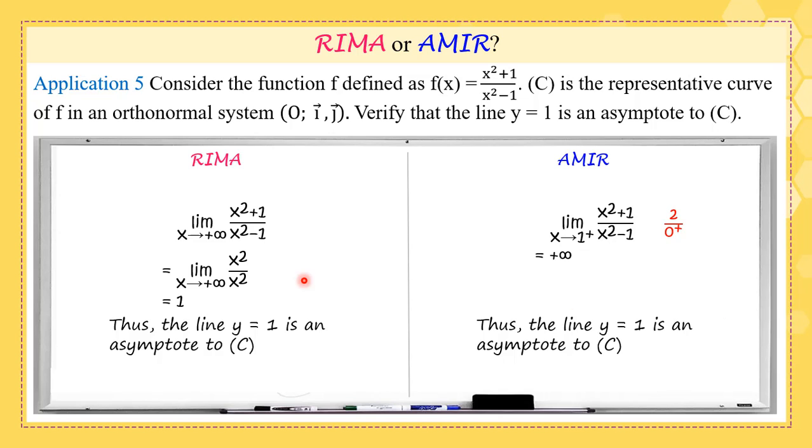Now, I think that Rima's method is correct because when we want y equals 1 to be an asymptote, this is a horizontal line, so we need to search for the horizontal asymptote, and the formula for the horizontal asymptote is the limit at infinity leads to a constant. So this is what happens here. In fact, here this is not wrong, but in this case we cannot deduce that y equals 1 is an asymptote to C, but we can deduce that x equals 1 is a vertical asymptote to C. So Amir is answering another question.